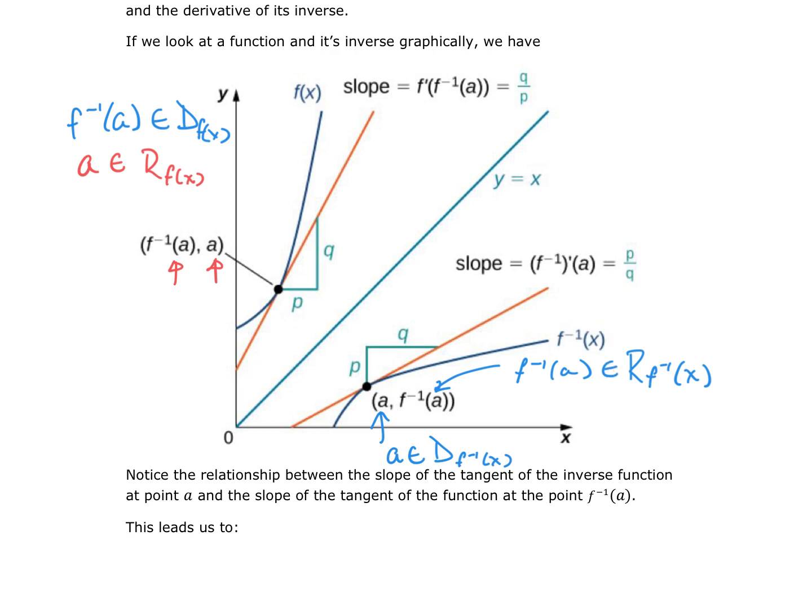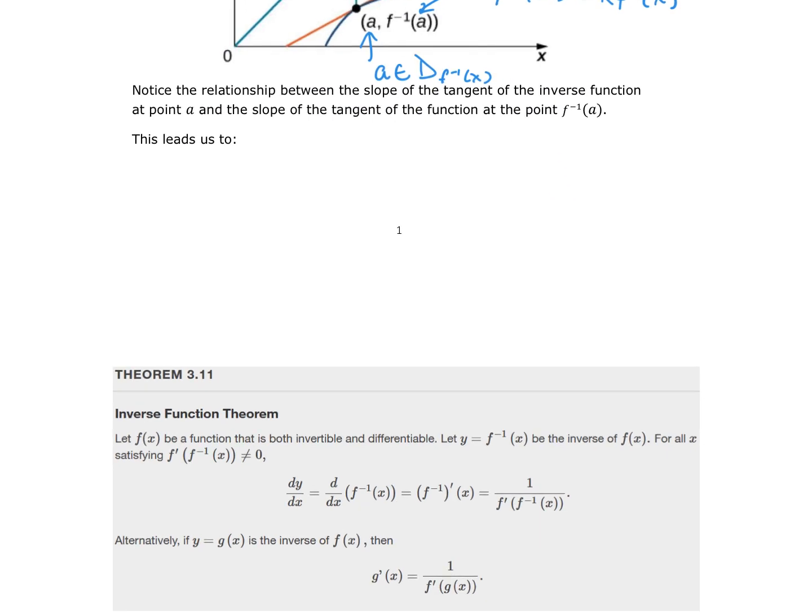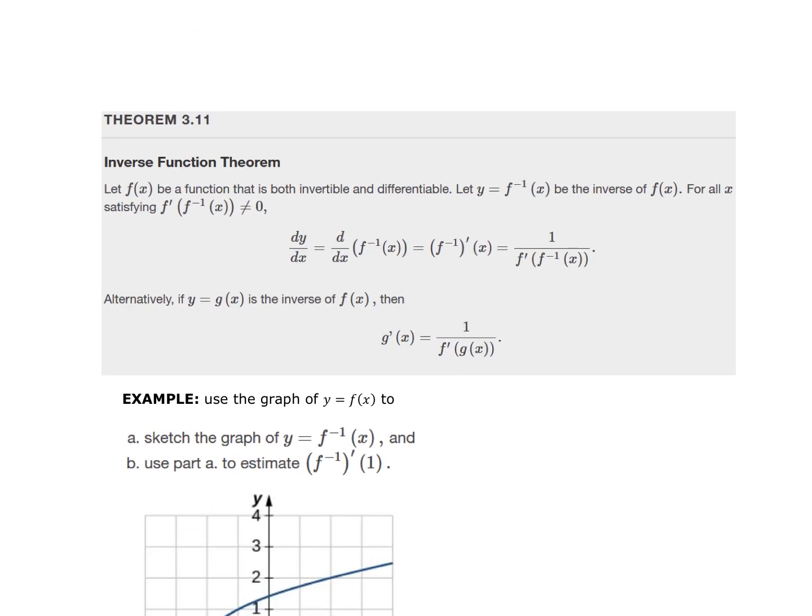So the relationship leads us to this theorem that says, sometimes rather than trying to find the inverse, it is easier to find the derivative of the inverse function as a relationship of 1 over the derivative of the original function, evaluated at the domain value that produces this range value. So that's basically the gist of it.